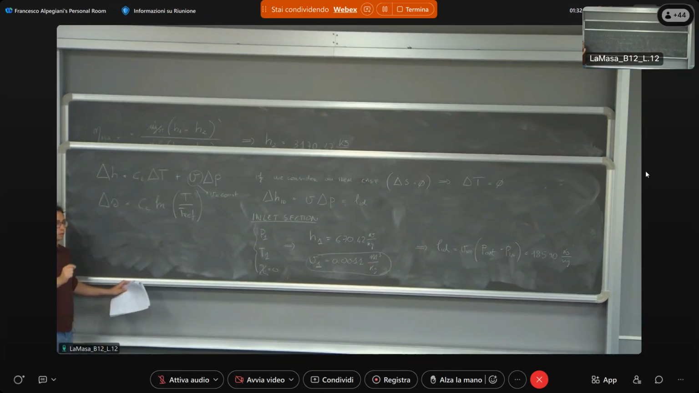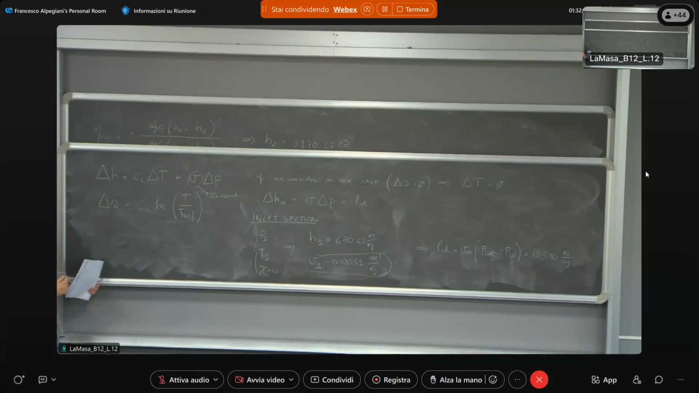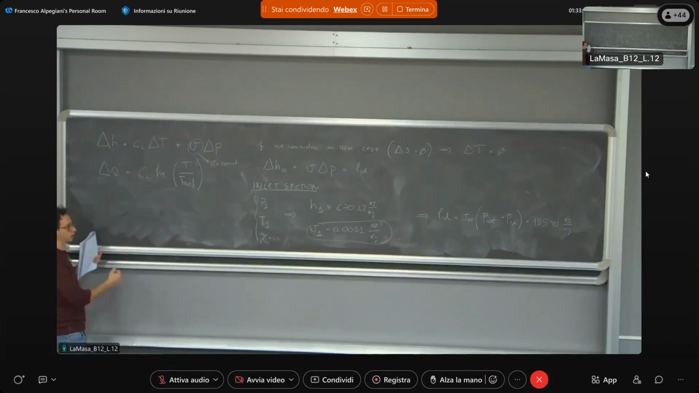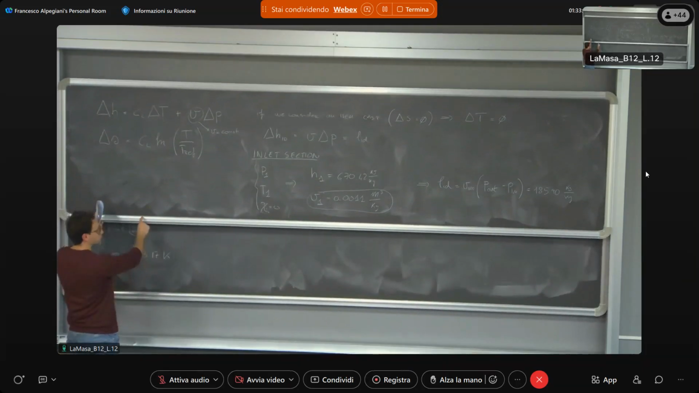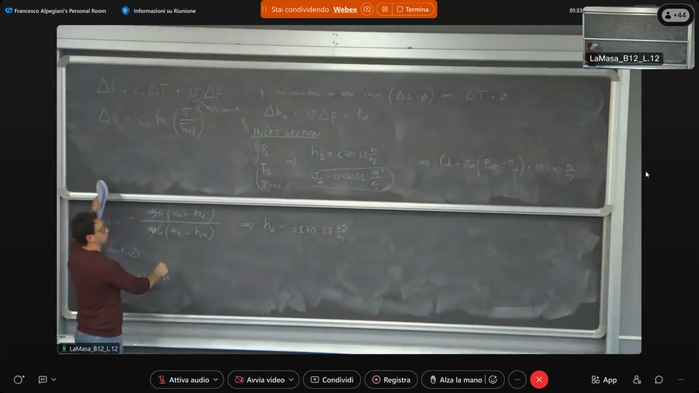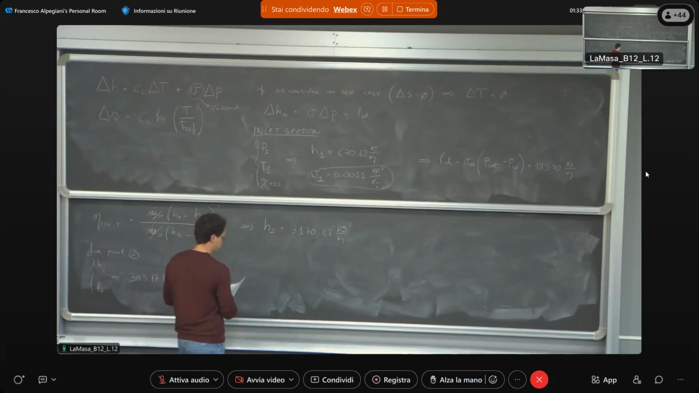Then, as we have done for the steam turbine and before for the gas turbine, we use the definition of an efficiency, in this case the hydraulic efficiency, to evaluate the condition in the real compression. So let's write here.